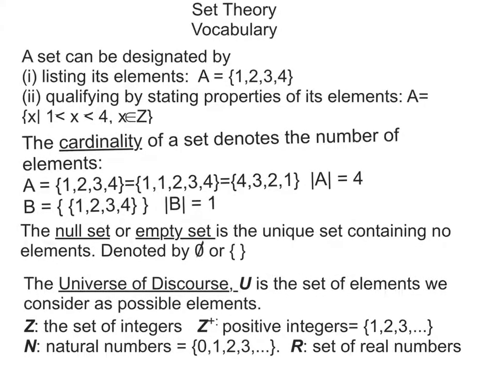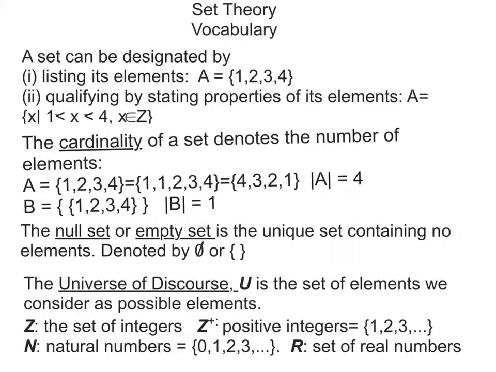The cardinality of a set denotes the number of elements. So for example, A is the set with the elements 1, 2, 3, and 4. It is equivalent to the set {1, 1, 1, 2, 3, 4}, and is also equivalent to the set {4, 3, 2, 1}. So order doesn't matter in sets, and neither do repeated elements. In all cases, the cardinality of A, denoted with the absolute value, is equal to 4. There are 4 elements.